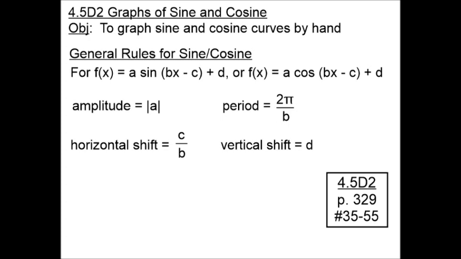If I'm graphing one of the generic formulas for those, our amplitude is always the absolute value of A. Remember, amplitude is a distance, so don't include any negative part of that variable. Our period is going to be 2 pi over b. Remember, it's normally going to be 2 pi, and then just divide by whatever your b is. Our horizontal shift is c over b. And a vertical shift is just d.